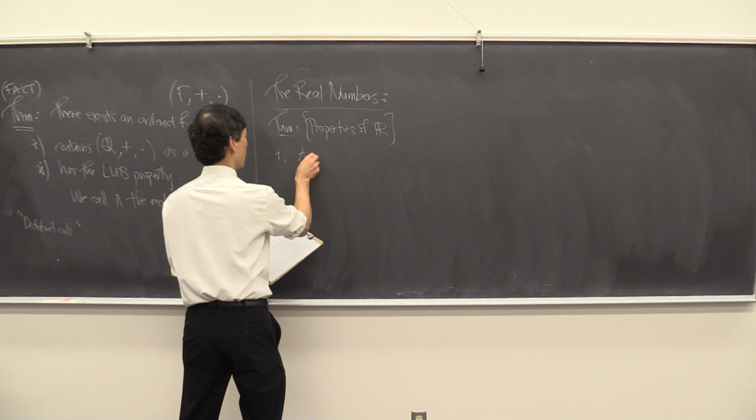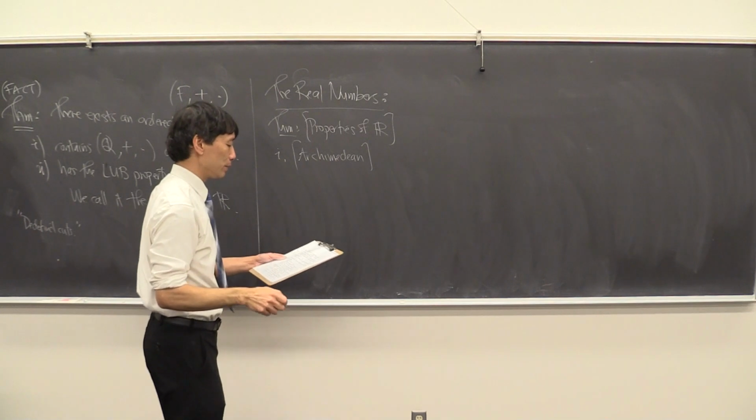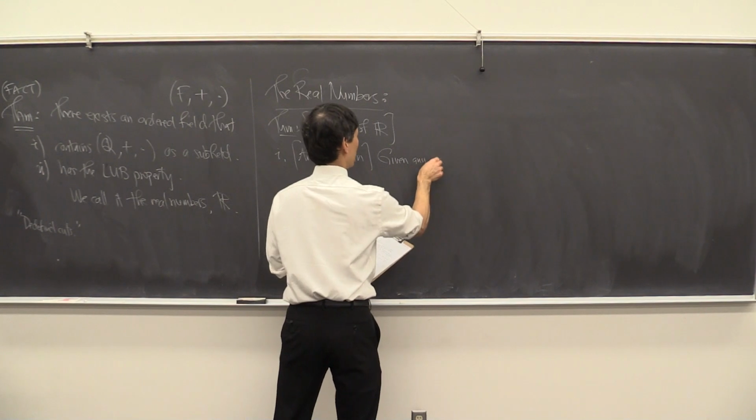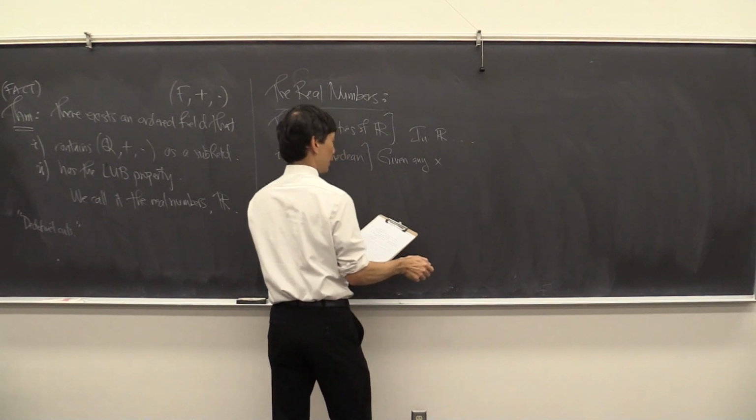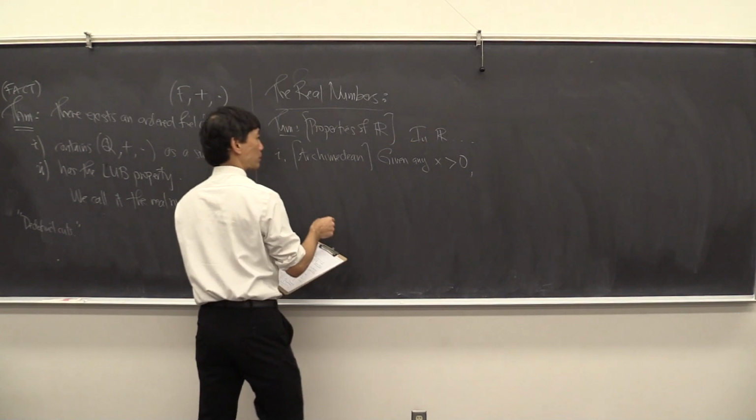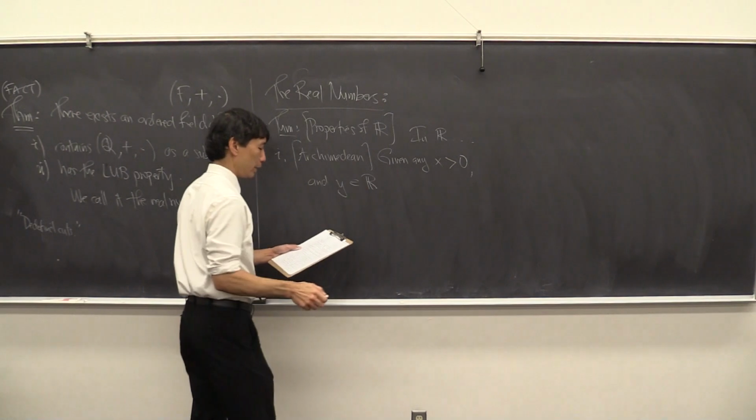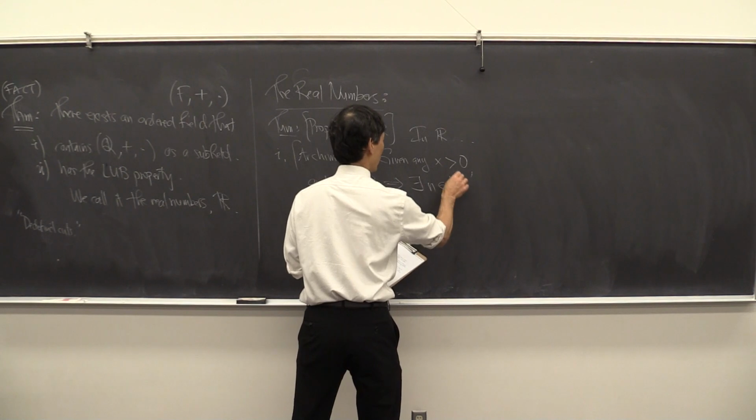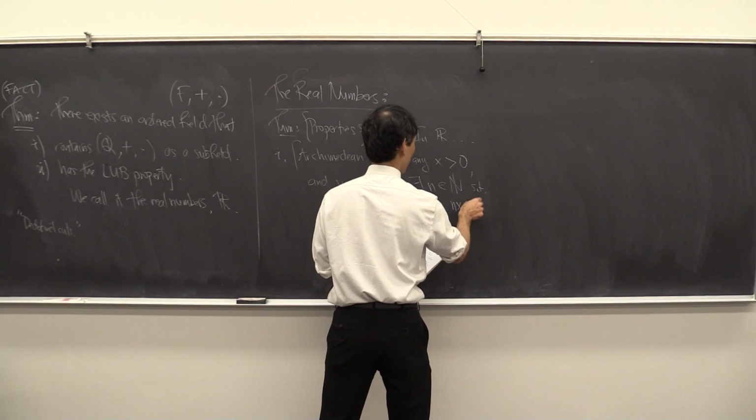The first is called the Archimedean property of the reals: in R, given any number x that is positive and any other number y in R, there exists a natural number n such that nx is bigger than y.